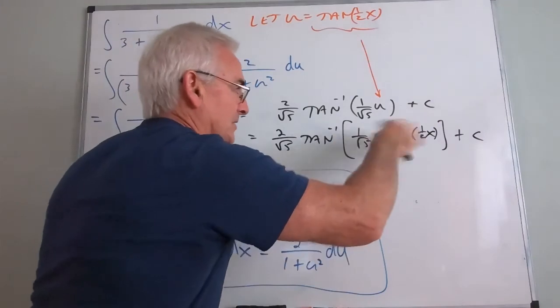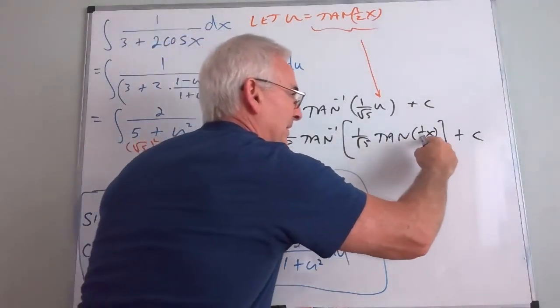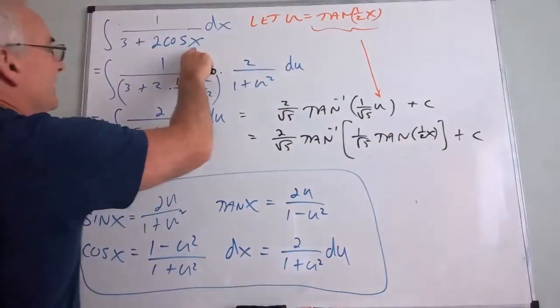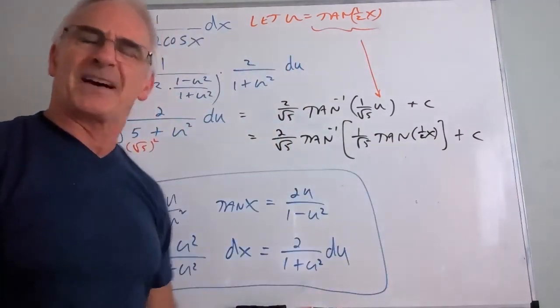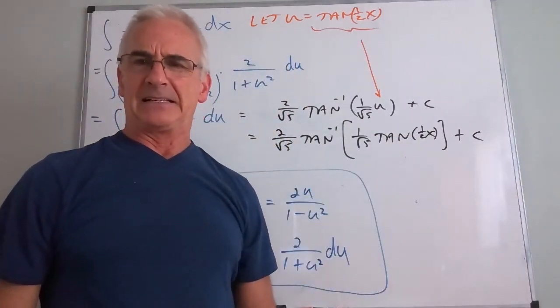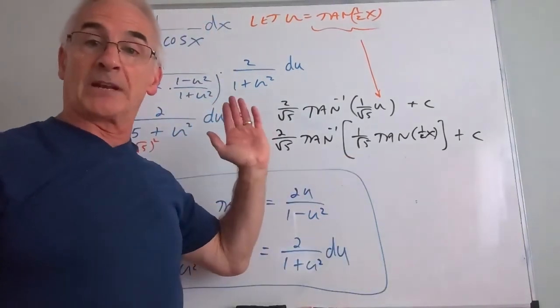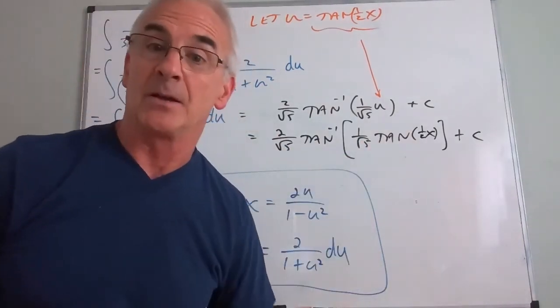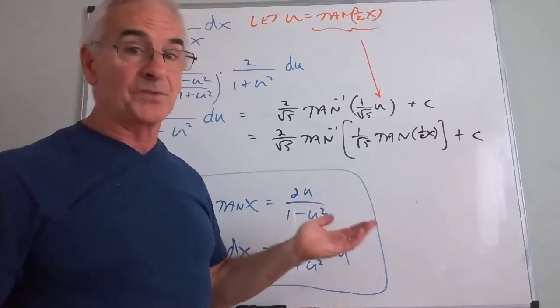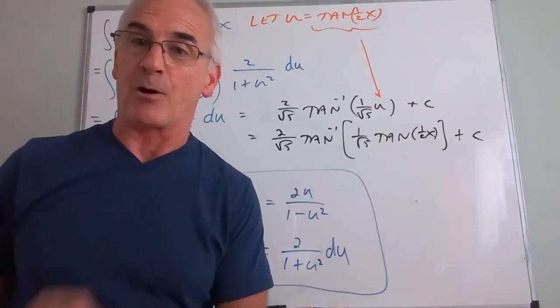I have inverse tangent of stuff involving tangent, but not of x. I have tangent of a half x. And I showed you a way of getting around that. This is a perfectly correct answer. This is what every calculus book is going to give you. Problem is, this is not a very useful answer because I changed my argument.